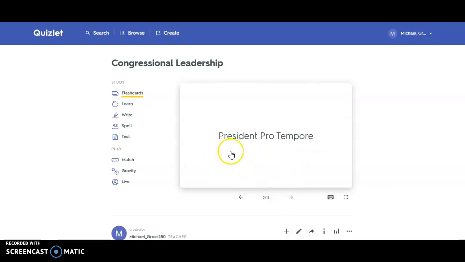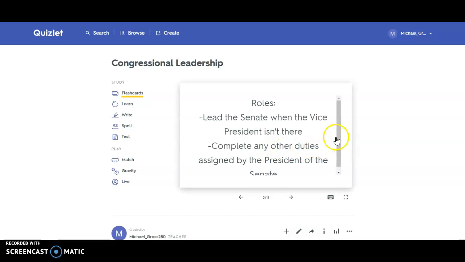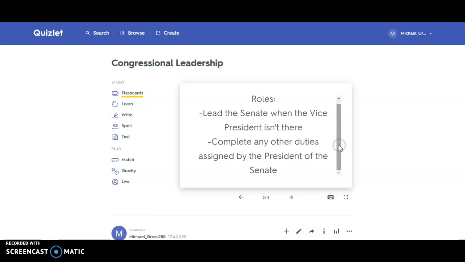Our next term is the president pro tempore. So the role of this person is really just to do all the things that the president of the Senate does when the vice president isn't there. So they lead the Senate when the vice president isn't present. And then they also complete any other duties assigned by the president of the Senate. So if the president of the Senate asks them to do something, their job is to make sure that that gets done.